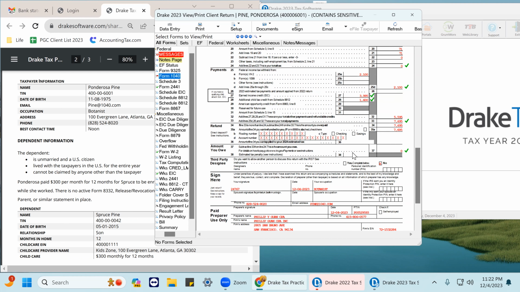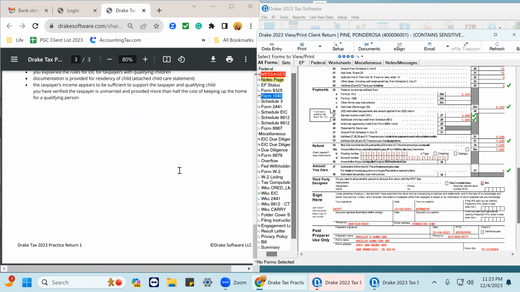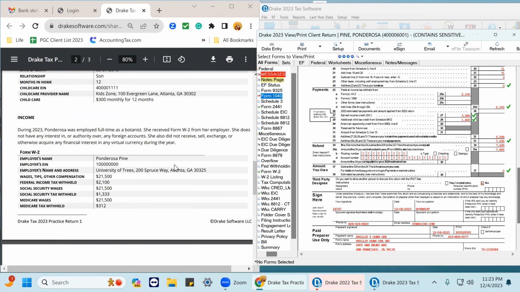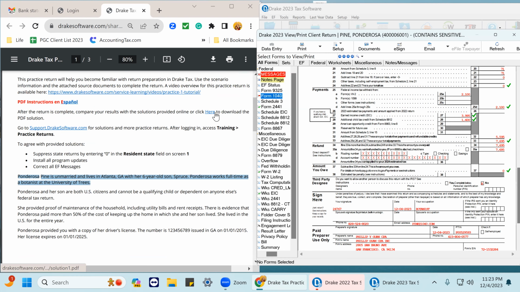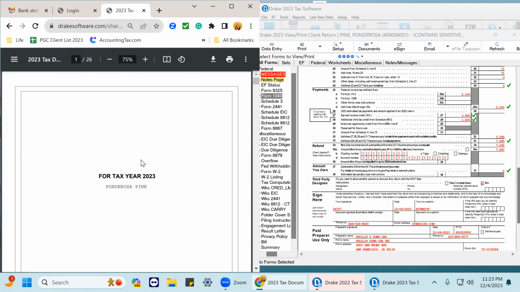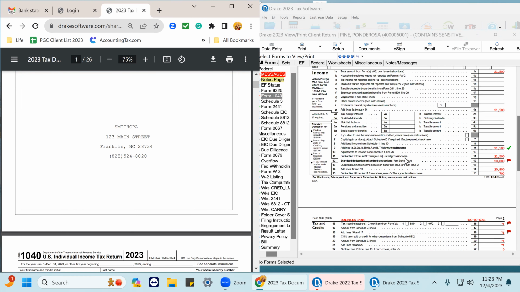Now, let me show you the answer. Here's the finished tax return. Let's go side by side to see whether we did it right or wrong.